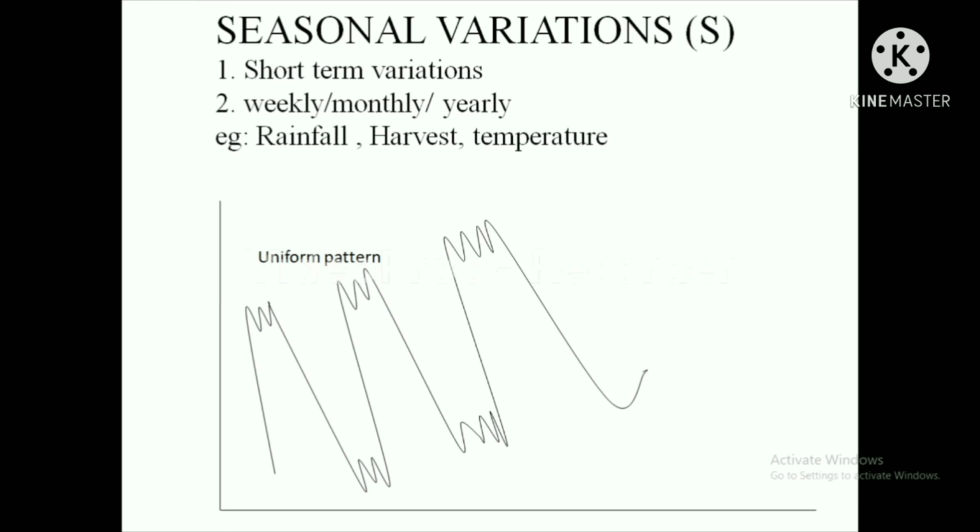Seasonal variation. So within that cycle, let's say within a 10-year or within a year, we still have short-term variations like seasonal variations, like weekly, monthly, yearly variations. So sometimes our output would be high in this season, sometimes our output would be low in that season, for example. So seasonal variation, example, rainy season, harvest season, temperature, changing temperature.